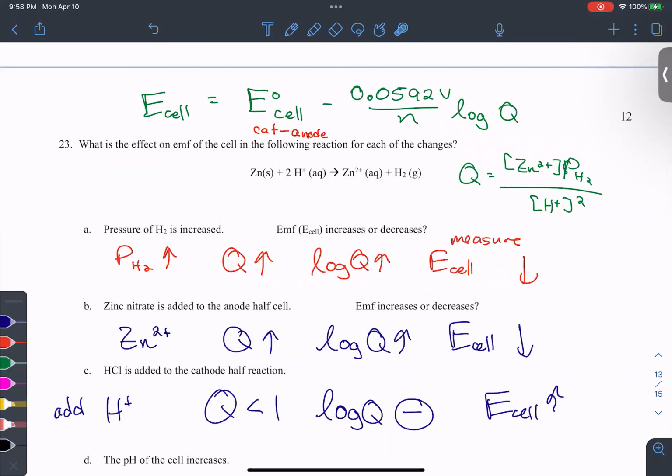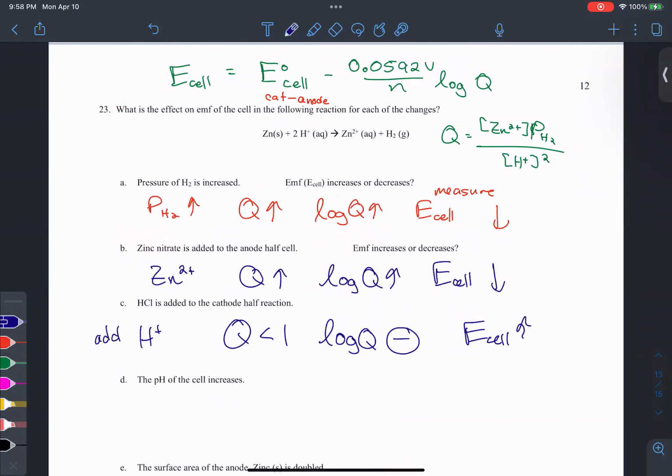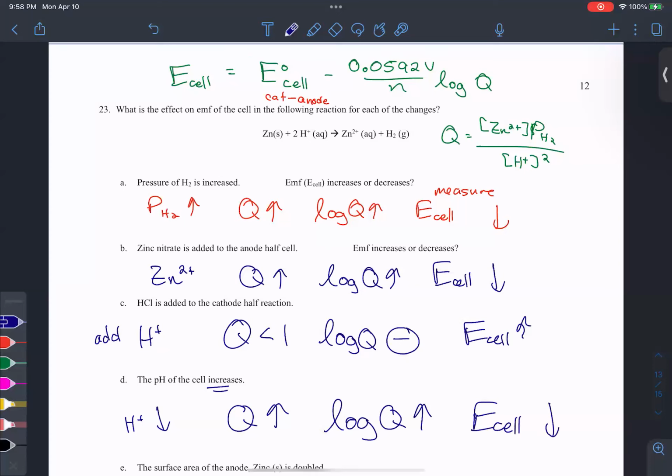Okay, so what if we increase the pH of the cell? What are we essentially doing? If we're increasing the pH, it becomes more basic. So that means H+ concentration goes down. You might think, if you increase pH, you're adding hydroxide. Hydroxide's not in the Q equation, but when we talk about pH, yes, it means hydroxide, but it also means H+. So H+ is going down, Q is actually increasing, log Q is also increasing, so our measured cell potential will actually go down.